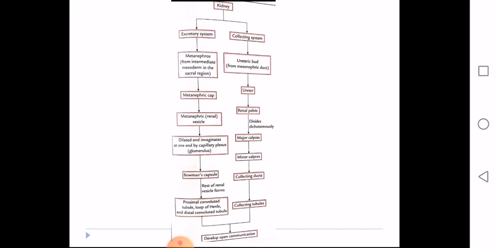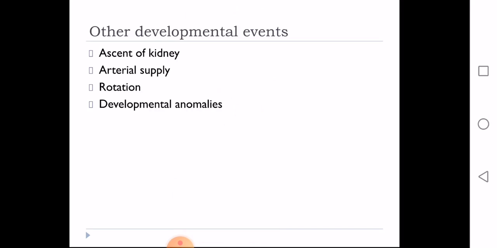What about the ureteric bud? It gives rise to the ureter, then it divides and fuses to form the renal pelvis, then divides dichotomously to form the major calyx, minor calyx, collecting ducts, 13 generations, ultimately the collecting tubules. Then these two parts will establish continuity. Other developmental events that we discussed were the ascent of the kidney, the arterial supply, its rotation, and then we talked about the developmental anomalies.